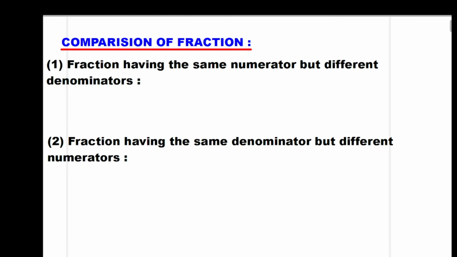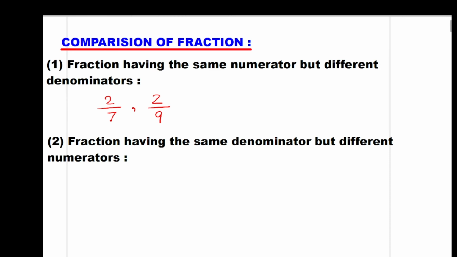Next, comparison of fractions. How to compare fractions having the same numerator but different denominator? That means 2 by 7 and 2 by 9. Where the denominator is greater, that is the smaller fraction. Or you can say that if two fractions have the same numerator but different denominator, then the fraction having the smaller denominator is greater of the two.